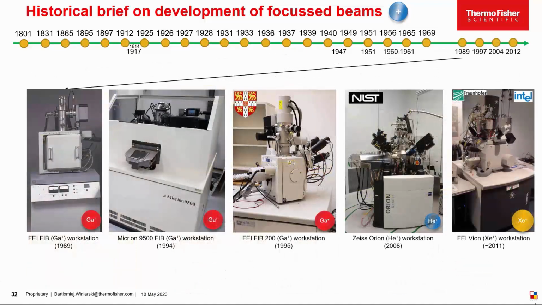On this slide, I'm presenting single-focused ion beam scanning microscopes. FEI launched the first gallium liquid metal ion source FIB in 1989. Later, Micrion presented FIB, both dedicated rather for semiconductor applications. The first academic FIB based on the XL30 SEM platform was delivered to Cambridge University in 1995. NIST in the US installed a Zeiss Orion workstation in 2008, while an FEI Vion single-column workstation was delivered in 2011.